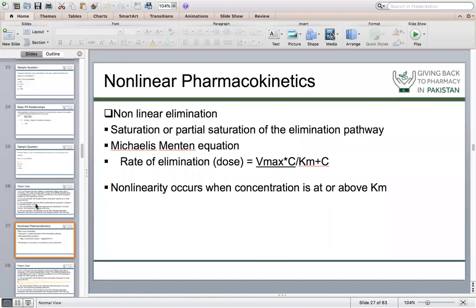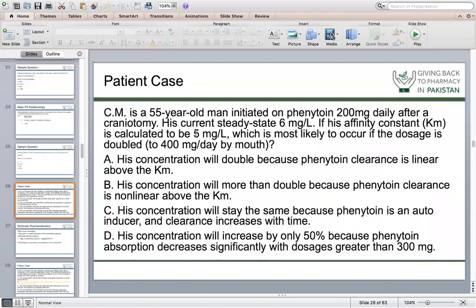So in our previous case, we will see what is the given value. Our plasma concentration is 66 milligrams per liter, but what is the affinity constant? It's 5. So his plasma concentration is above Km. So this will not follow linear kinetics. What does that mean? If we increase the dosage, it will not simply double. It will be more than double, or it can triple or quadruple. Because the elimination pathway is saturated, there is no additional elimination occurring, we are only adding more doses, which can give rise to significant plasma concentration, right?